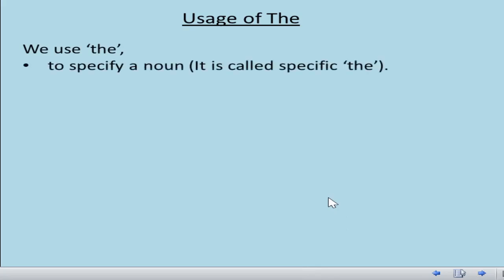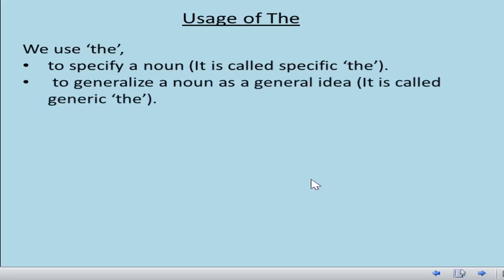Usage of the. We use the to specify noun, we use the to generalize a noun as a general idea. So when we use the to specify noun, it is called specific the. When we use the to generalize a noun, it is called generic the.